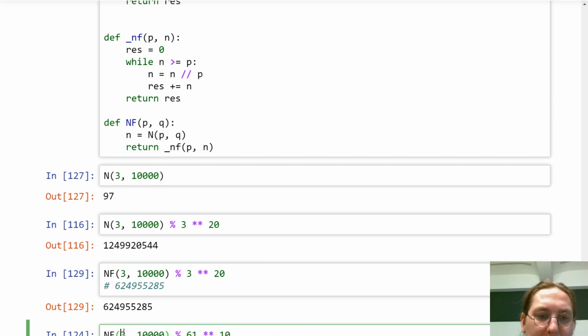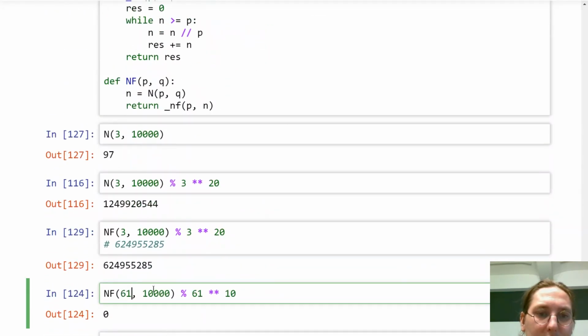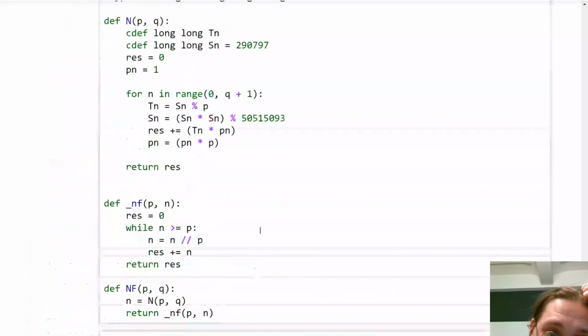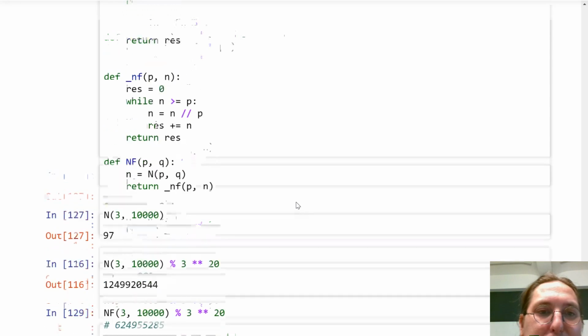Okay, 61 to the 10, and this is 61, and this is 10 to the 7. So let me just start at 4 and see if things go out of... I didn't recompile. Okay, let's see how fast it explodes. Okay, it's exploding pretty fast. Then I suppose we do need to look at optimization.